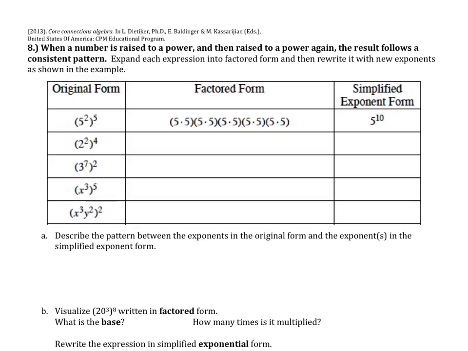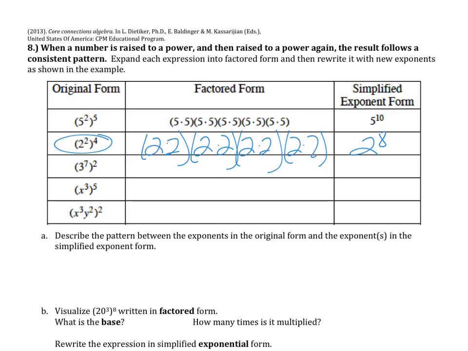So for number 8, we're looking at when we take a number raised to a power, and then raised to a power again. So we are going to look at this first one that's not done for us, which is 2 squared then to the 4th power. So this is the same thing as saying 2 times 2 times 2 times 2 times 2 times 2 times 2 times 2. So we have the 2 times 2 in parentheses 4 times. So if we calculate all of those 2's, that's going to be 2 to the 8th power.